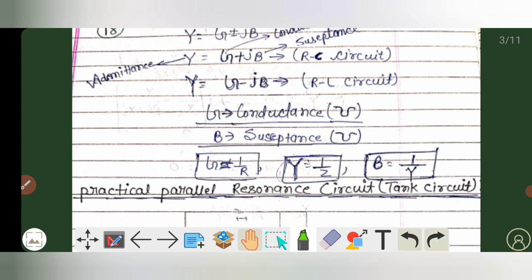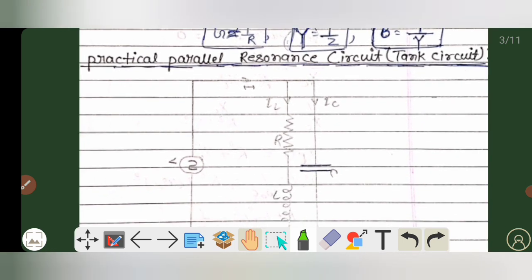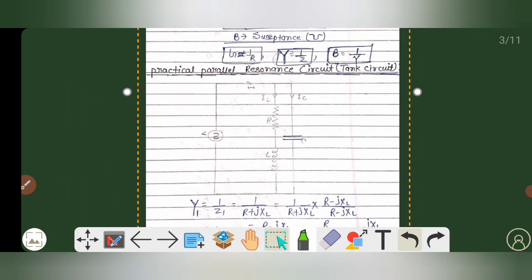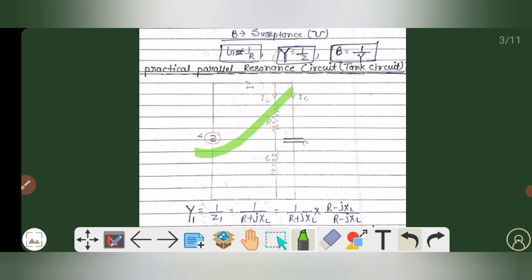Now we will discuss the next topic, that is the circuit diagram for the practical parallel resonance circuit. My dear friends, this is the circuit diagram of the practical parallel resonance circuit, which we also call a tank circuit.